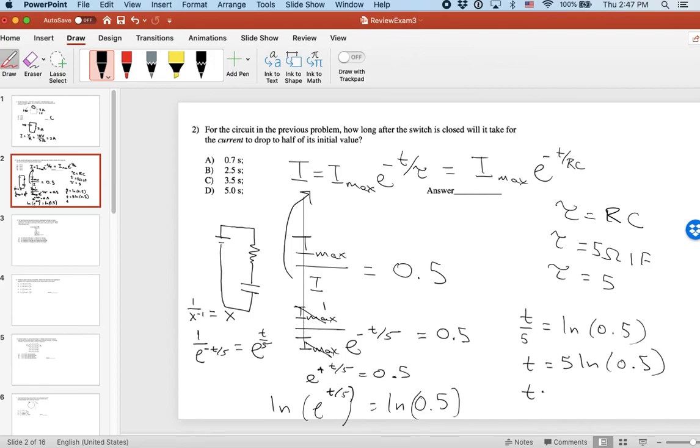And when I solve that, I get t is equal to 3.94, or no, 3.49, I think. I'll stick a little 49 seconds, something like that. And so that looks like C. So my answer is going to be C.